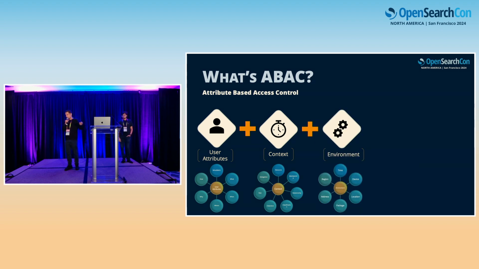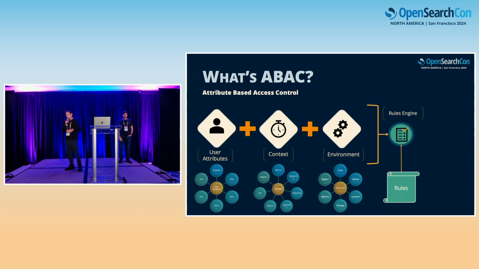Then comes the environment, which means which place you belong to, what the system variables are, the time of the day, the region which you're traveling to, or IP addresses, or the device which you're using, maybe a mobile device or laptop. All of these can be clubbed together to make a decision based on some rule engine. The rule engine refers to rules, which define so-and-so access should be granted to so-and-so user based on so-and-so attributes. And finally, the access is granted or denied.